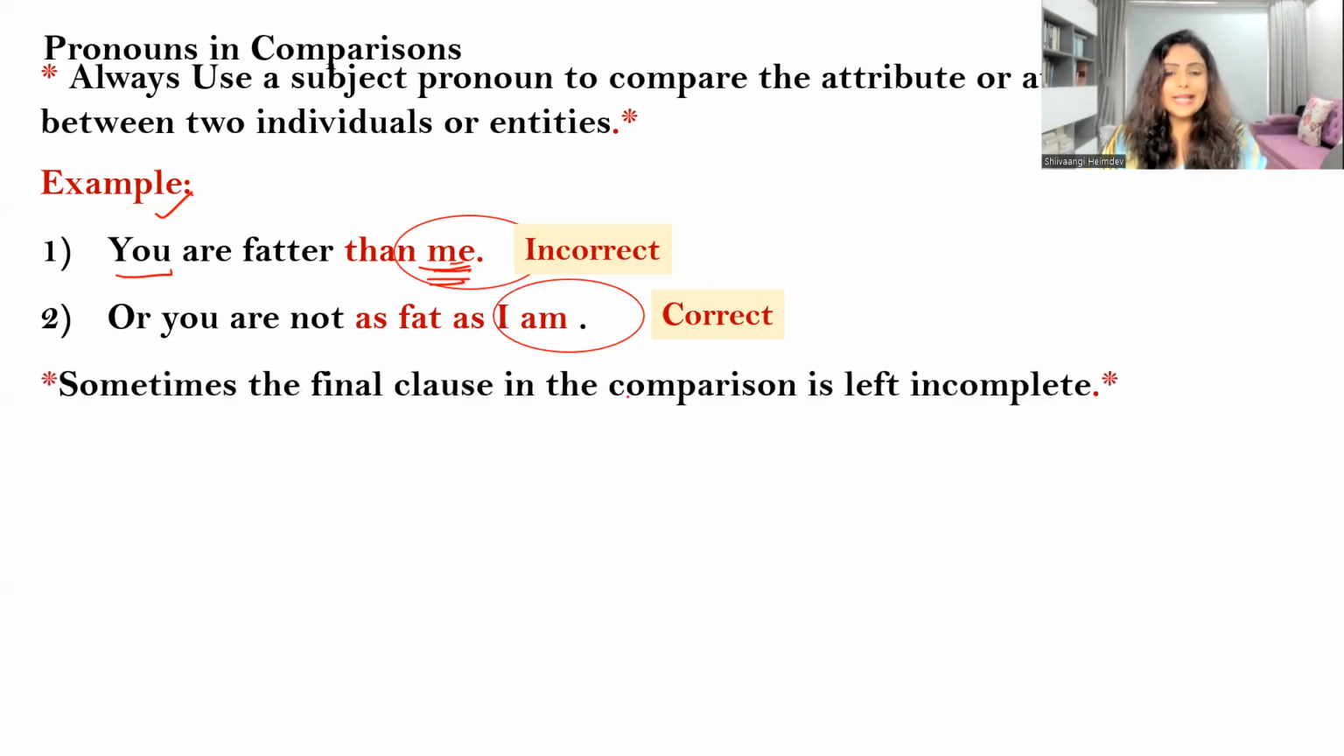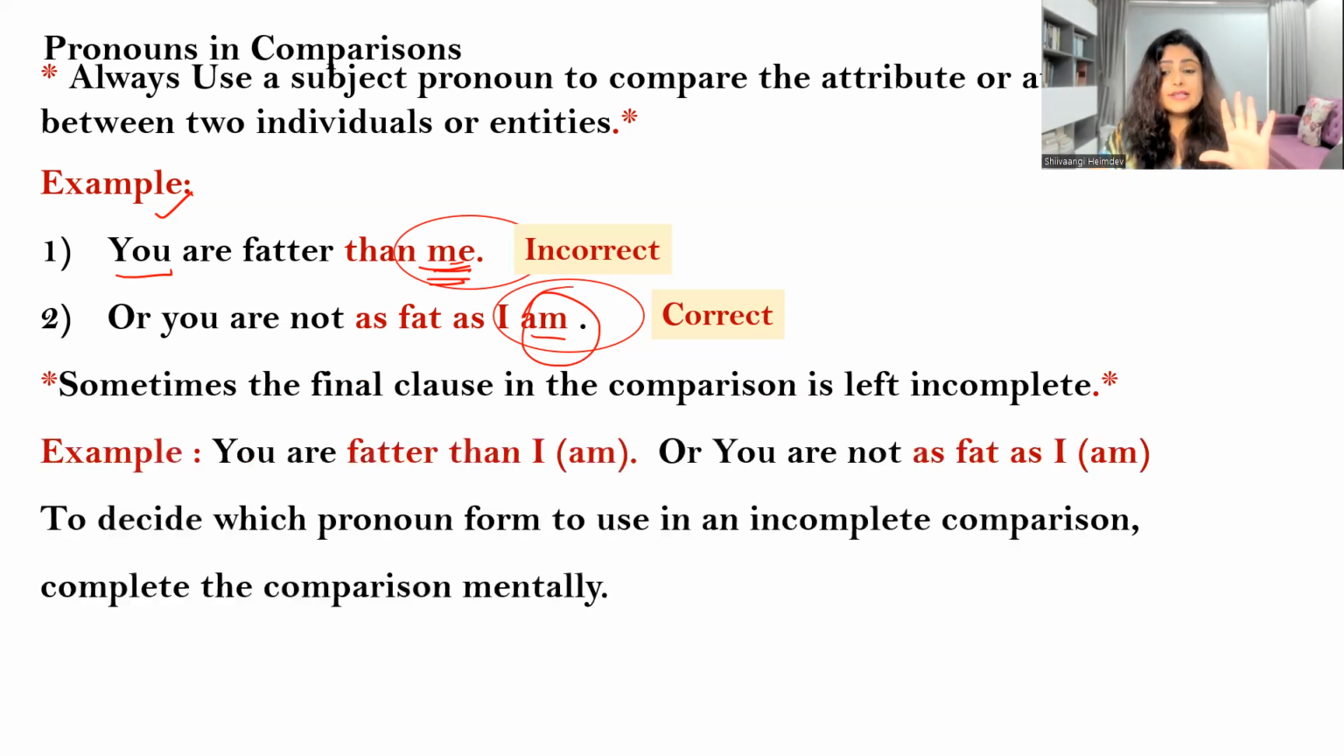Okay, friends. Either you say you are not as fat as I, dropping the am, which is also correct, or you finish it by using am. So am is okay. You can keep it or you can let it go. But what is important is that because you are comparing an attribute, always make use of subject pronouns even in the place of object pronouns. So we'll say you are fatter than I.